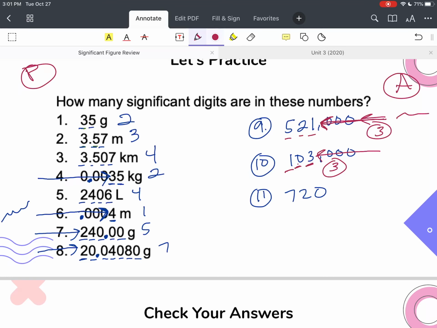Same thing, no decimal, it's absent. I'm starting from the left. I don't start counting until I get to a number. There's just 2.